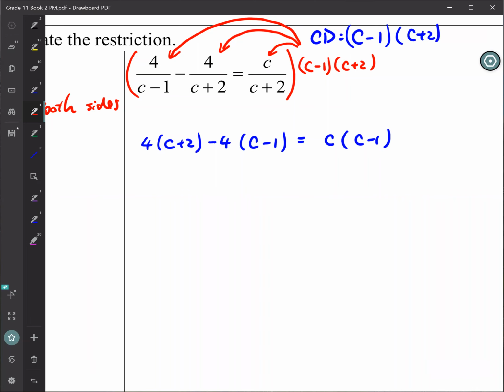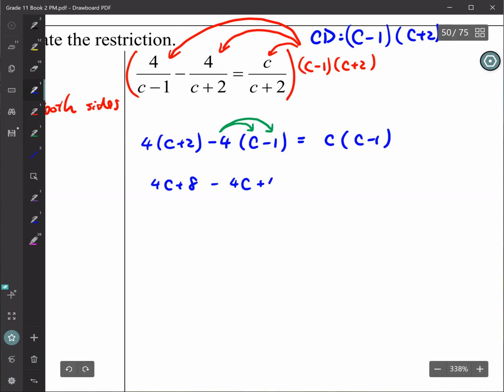So once you get here, no more fractions, we're happy, right? Just expand everything. So we get 4C plus 8 minus 4C. Remember the multiplier is -4, that goes in. So that should give you a +4, not a -4, equal to C squared minus C.